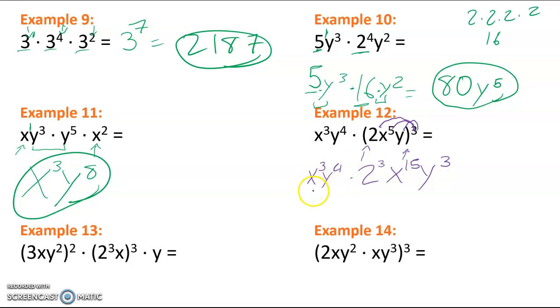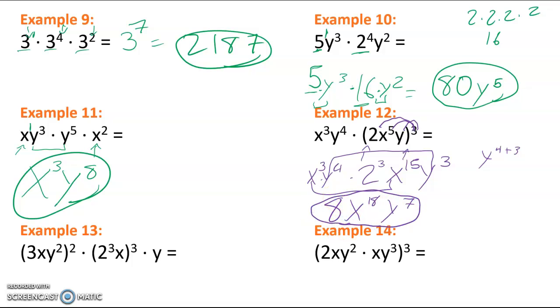Not done yet. I still have this x cubed and y to the 4th on the outside that I need to simplify. I'm going to simplify this x with this x here, x to the 3rd times x to the 15th. Now I'm back to just adding my exponents, so it's x to the 3 plus 15, which is x to the 18. And then I'm going to simplify these y's, which is y to the 4 plus 3, which is just y to the 7th. And then 2 to the 3rd power is just the number 8. I don't have any other numbers that I can multiply that 8 by, so that's going to be the final answer right there.